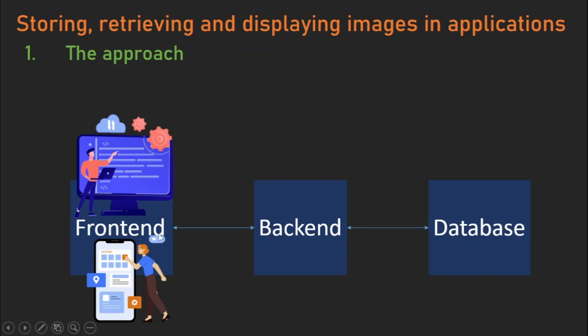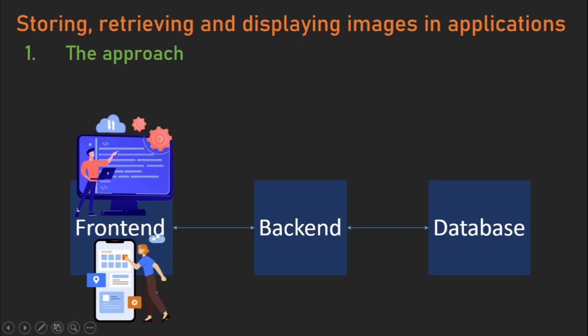Okay, the front end needs an image, so it requests that image from the backend. Since the backend is a server, it can get those images from a folder in which they are stored in the backend and return them to the front end. So that's another way: storing the images in a folder in the backend.